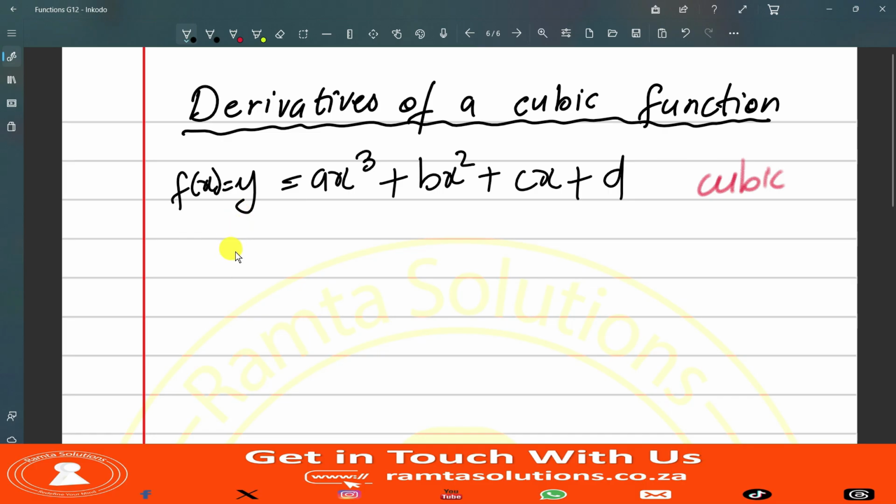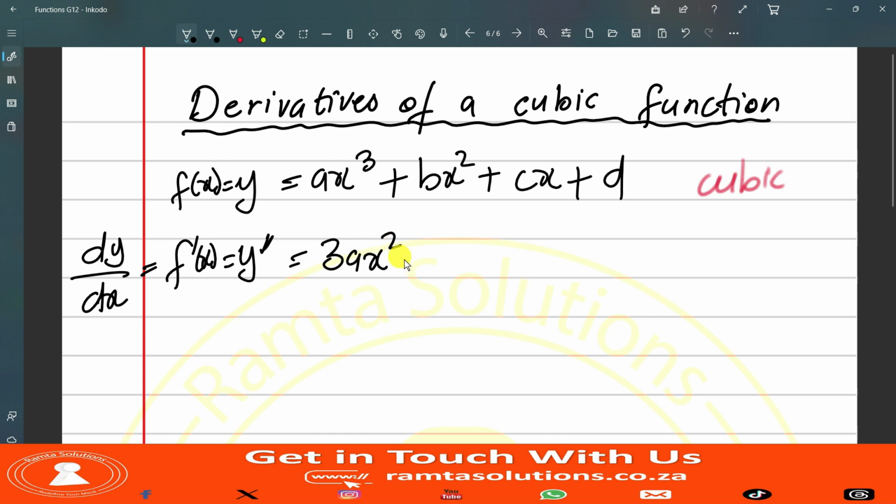It will be y prime. If you like, you can say f prime of x, or you can call it dy/dx. It's totally up to you. So the first derivative will be: drop the 3 multiplied by a, which is 3a, x, then the power will be 3 minus 1, meaning 2. Therefore, you have 3ax squared.